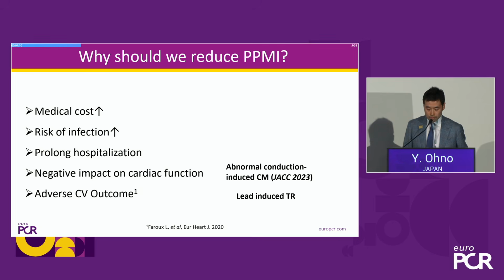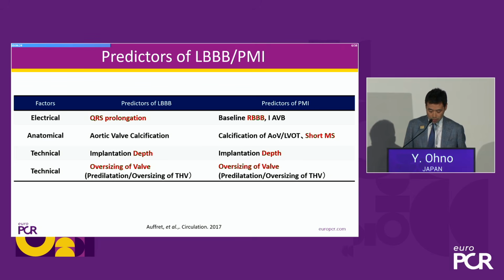There is a lot of rationale behind reducing the pacemaker implantation rate: cost, risk of infection, and so on. There's also a negative impact, as you know, from persistent left bundle branch block or RV pacing. One established concept is abnormal conduction-induced cardiomyopathy. And if you use a pacemaker lead, it can eventually cause lead-induced TR. This meta-analysis has shown an association between pacemaker implantation and hard endpoints like cardiac death, all-cause death, and heart failure hospitalization.